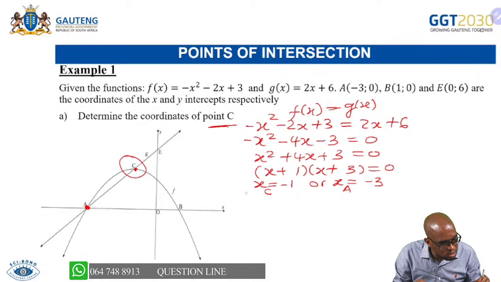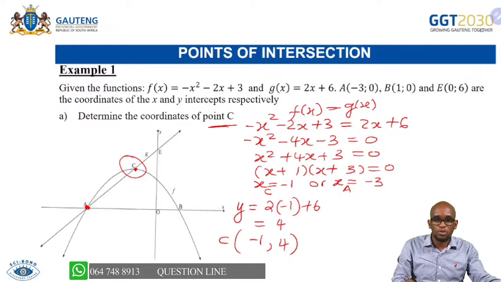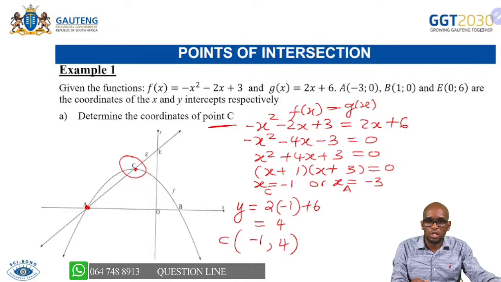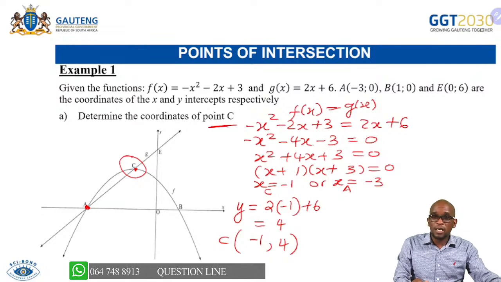So what we do is substitute this in either of the two equations. We now want to find y. If we use the straight line, y is equal to 2 times minus 1 plus 6. So this would be equal to 4. So the coordinates of the point of intersection C would be given by minus 1, 4. That is how we find the point of intersection. It's like you are solving the two equations simultaneously. This is the application of simultaneous equations that you learned when you were doing algebra. Right, moving right along.